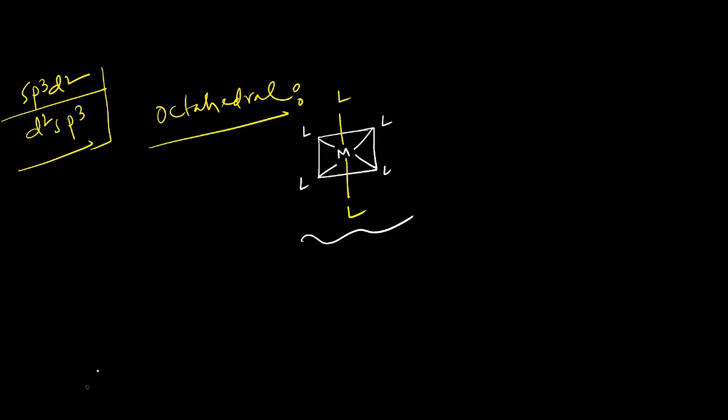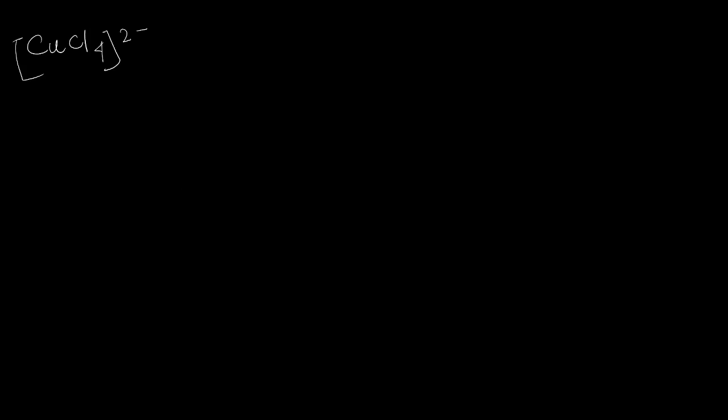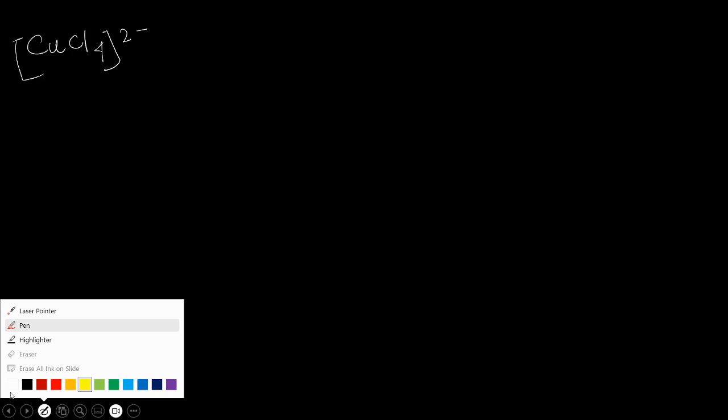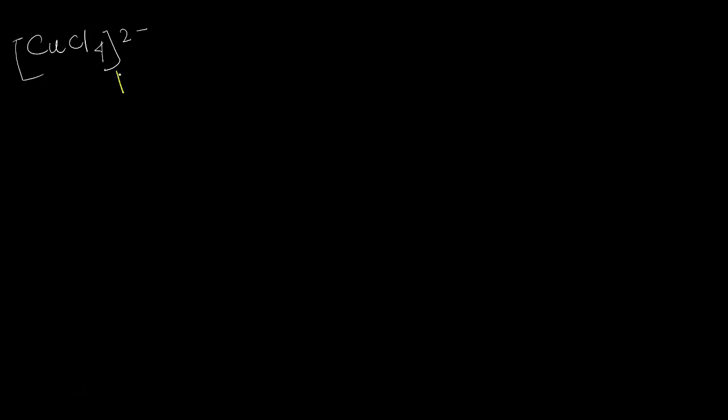Here you can see this is the central metal atom, and all the four ligands are attached at the four corners of the square. I have taken some examples to discuss the different types of hybridization of the central metal atom and their geometry. Here you can see this is a square bracket, this is the ligand Cl minus, and this ligand is attached with this central metal atom. This is the central metal atom, right?